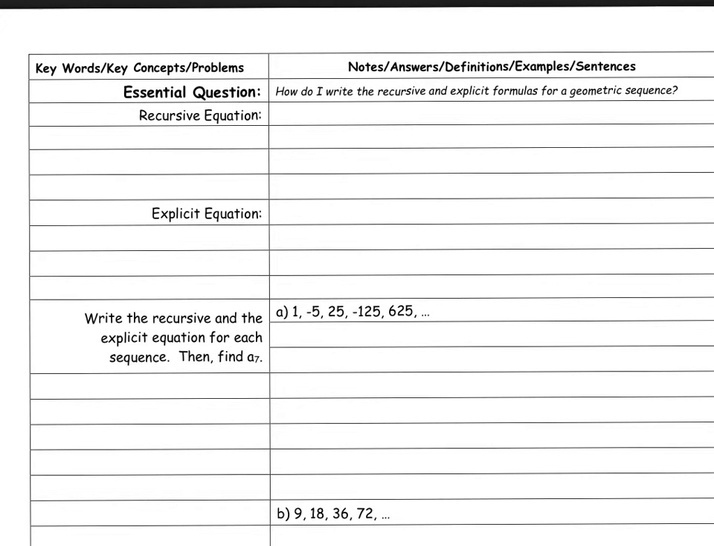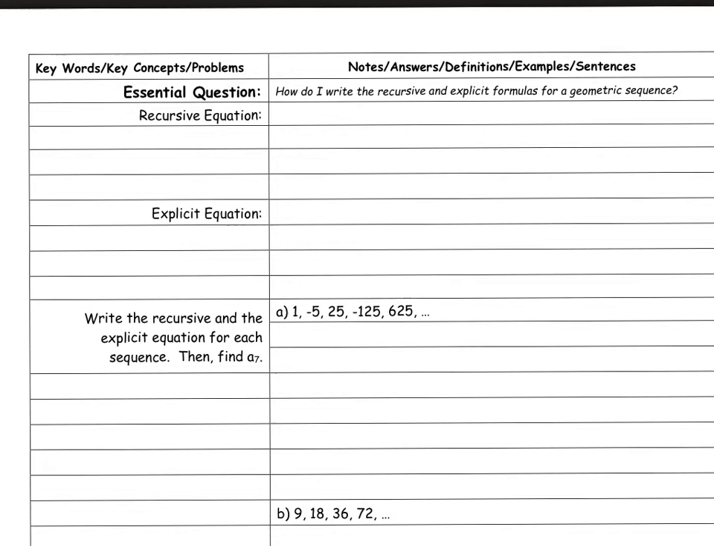Hi ladies and gentlemen, we're back for the second section of 1.3. So this is 1.3b, geometric sequences. Remember our essential question is how do I write recursive and explicit formulas for a geometric sequence? In the first video we basically just reviewed what a geometric sequence is and what it looks like when we graph it. Now we're going to talk about the recursive and explicit equation.